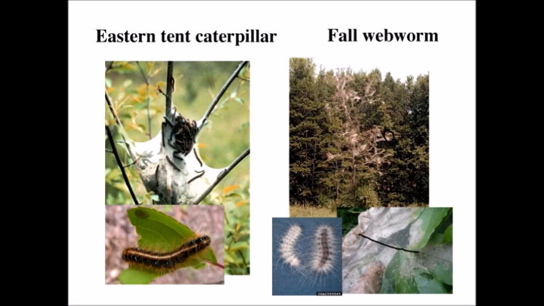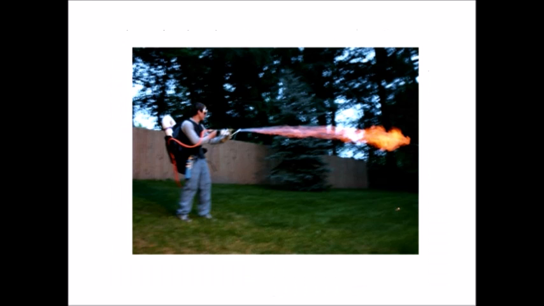So here are the ends of the branches here. And this is also a little fuzzy caterpillar. As for control measures, you can use pesticides, but mechanical destruction of the webs works the best. And we'll talk about some caterpillar management in a second.